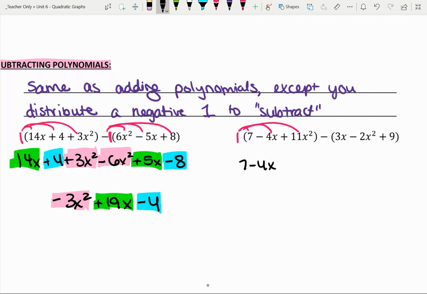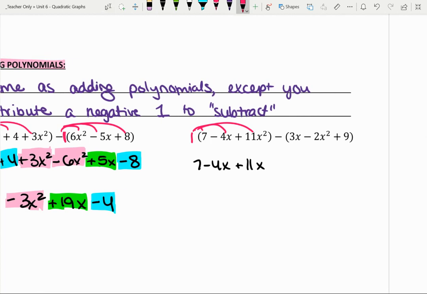So I'm going to rewrite that. And I really encourage you at this point to be rewriting these. Eventually, you may feel confident doing this in your head, but for right now, these are really easy mistakes to make, especially with this negative 1. So do take the time to just multiply it out and rewrite it. Negative 1 times 3x makes negative 3x. Negative 1 times negative 2x squared makes a positive 2x squared. And negative 1 times 9 makes a negative 9.